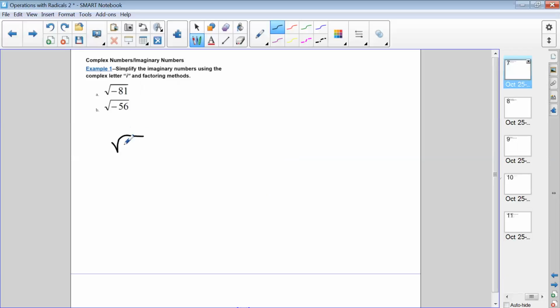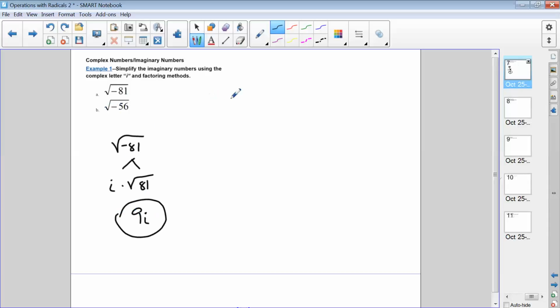So let's take the square root of -81. Since we see the negative under the radical, we know that that will become i times the square root of 81, and the square root of 81 would be 9. We're going to look at just the positive side of this, and we get 9i.